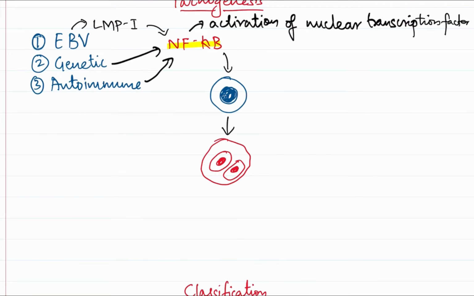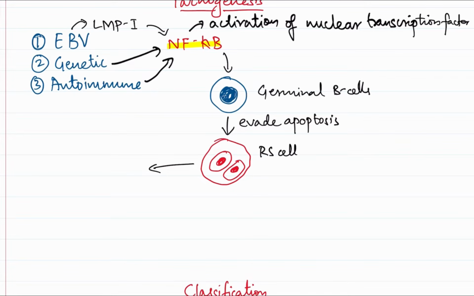Now, these germinal B cells or post-germinal B cells usually will undergo apoptosis if they do not develop into the plasma cells. When the nuclear transcription factor is activated, they will evade apoptosis, and then they will develop into the RS cells. These are our RS cells, and these are our germinal or post-germinal B cells. Now what happens is that this RS cell will secrete several cytokines, and that is how Hodgkin's lymphoma develops.